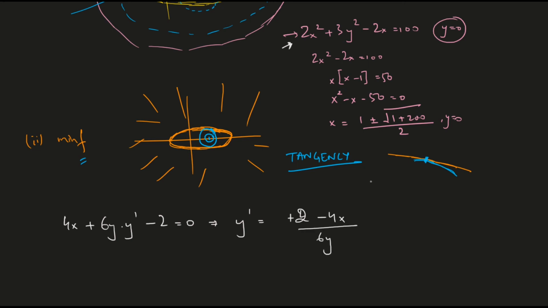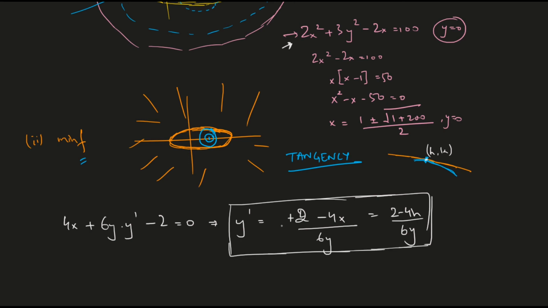So let's call the coordinates of this point where the circle and the ellipse are tangent h comma k. I'm going to assume that they satisfy this equation. So the slope of the ellipse at the point h comma k is given by this equation.